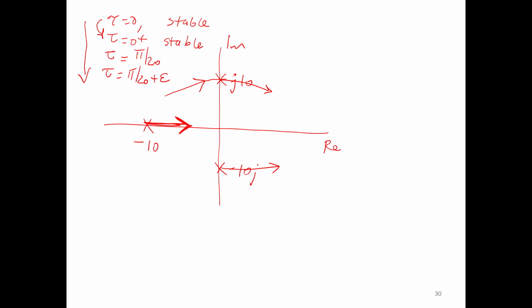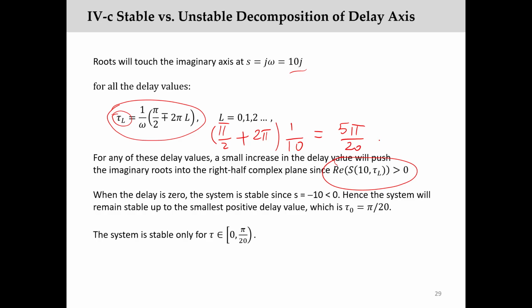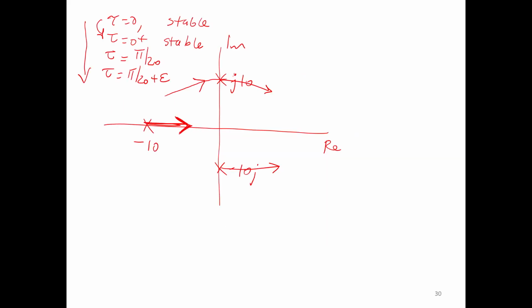And what is critical, from a stability point of view, is that there will be a pole crossing across the imaginary axis at 10j. And as the delay value is increased further, based on this rule, the next delay value for which the same crossing will happen at 10j is going to be pi over 20 plus 2 pi divided by 10. So that's 5 pi over 20, so pi over 4.